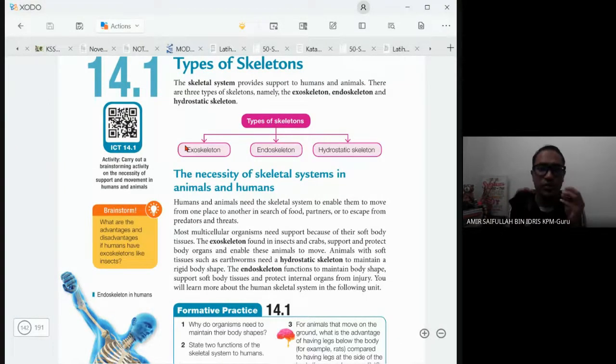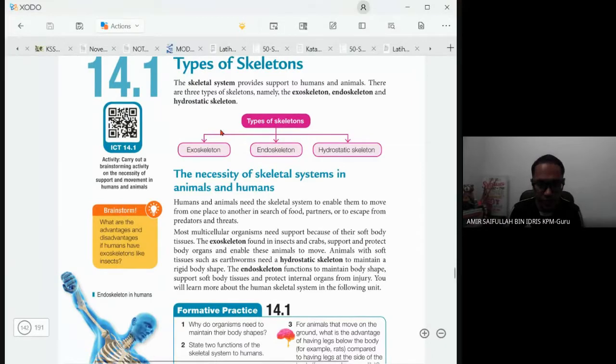Hydrostatic pula ialah dia tak ada skeleton. Dia tak ada skeleton yang keras-keras. Skeleton dia daripada air sahaja. So, for example like worm. You know worm? So worm cacing dia memang tak ada skeleton. Dia tak ada bone. Tapi dia ada hydrostatic. Dalam badan dia ada air. That support and give the animal the shape. Okay, that give the worm shape. Dia bagi bentuk badan dia. Then dia juga bagi support system. So that the worm can move from one place to another. So like worm, they are called hydrostatic skeleton.